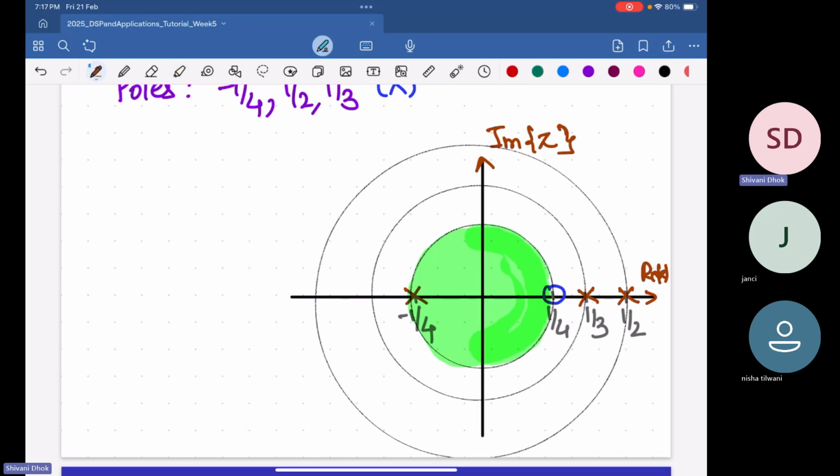So what is this region? The first region that we have is magnitude of z less than 1 by 4. So all possible annular rings and all possible interiors and exteriors of the circle such that no poles are included can be considered. Another option is this annular ring.